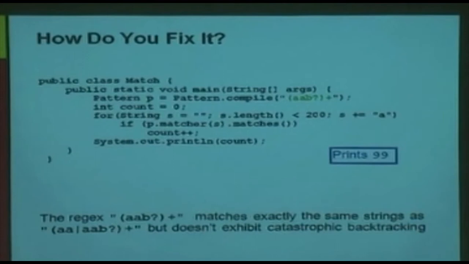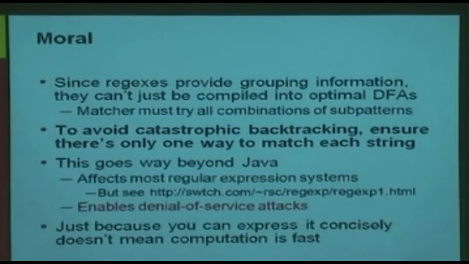There are exceptions, obviously. If n is guaranteed to be really small, then exponential may not be a problem. But if n is even like 10, 11, or 12, exponential starts getting pretty darn big. The reason that AAB question mark works so much better is that you don't have this bushiness in the tree. It's a straight line. And the moral is, since regular expressions, as implemented in Java, and by the way, Java got it from Perl, and just about every other language these days, with a couple of exceptions, including Go, some of you were at the Go talk before.